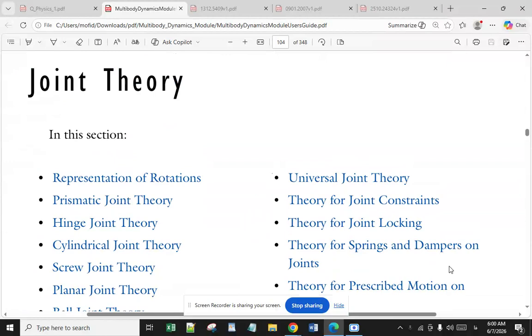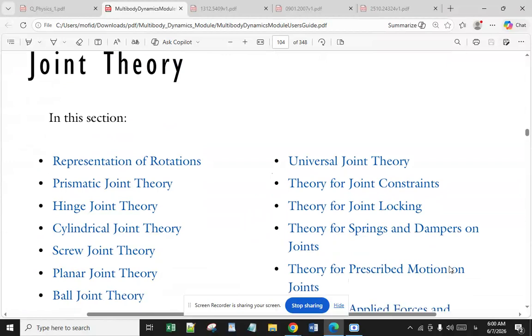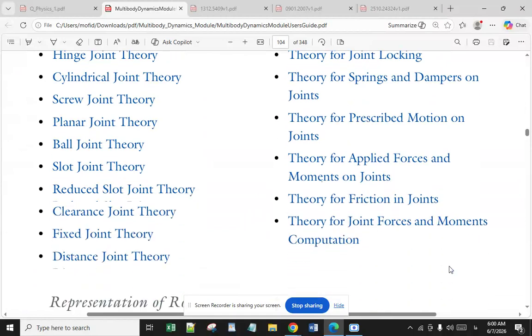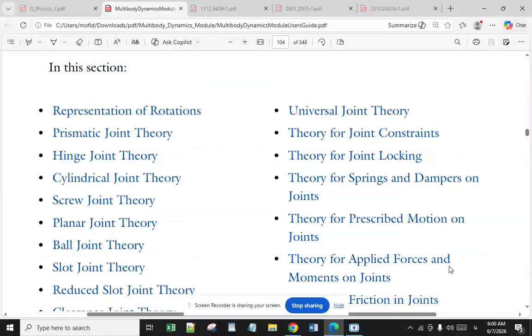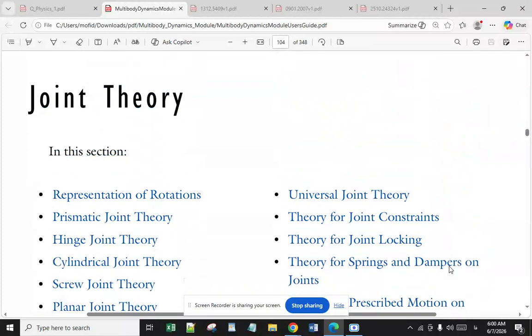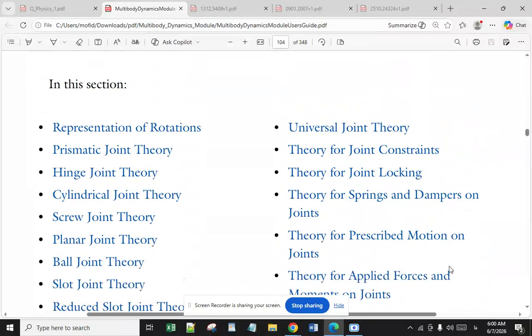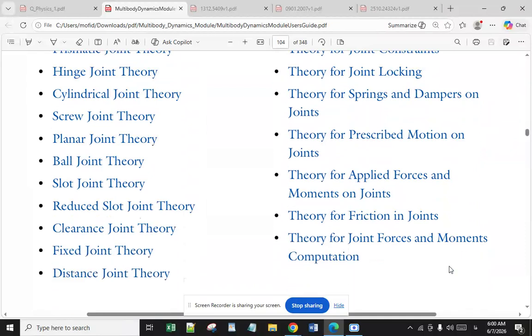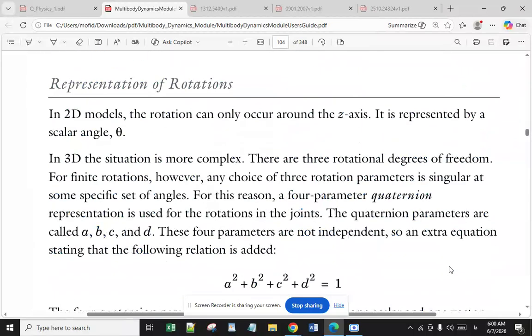In these sections, we want to go through representation of rotations, prismatic joint theory, hinge joint theory, cylindrical joint theory, screw joint theory, planar joint theory, ball joint theory, slot joint theory, reduced slot joint theory, clearance joint theory, fixed joint theory, distance joint theory, universal joint theory, theory for joint constraint, theory for joint locking, theory for springs and dampers on joints, theory for prescribed motion on joints, theory for applied forces and moments on joints, theory for friction in joints, theory for joint forces and moments computation. Now I want to go through the first chapter, representation of rotations.